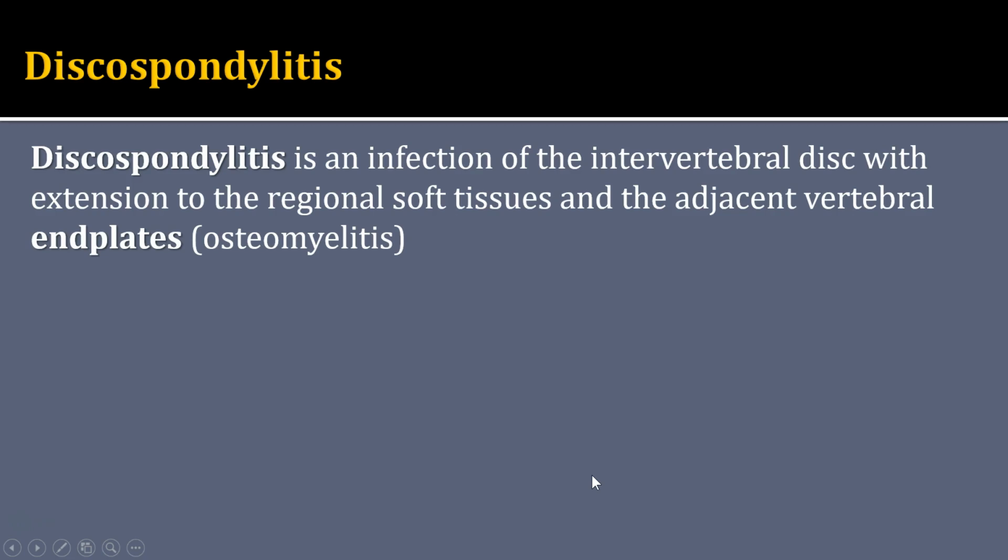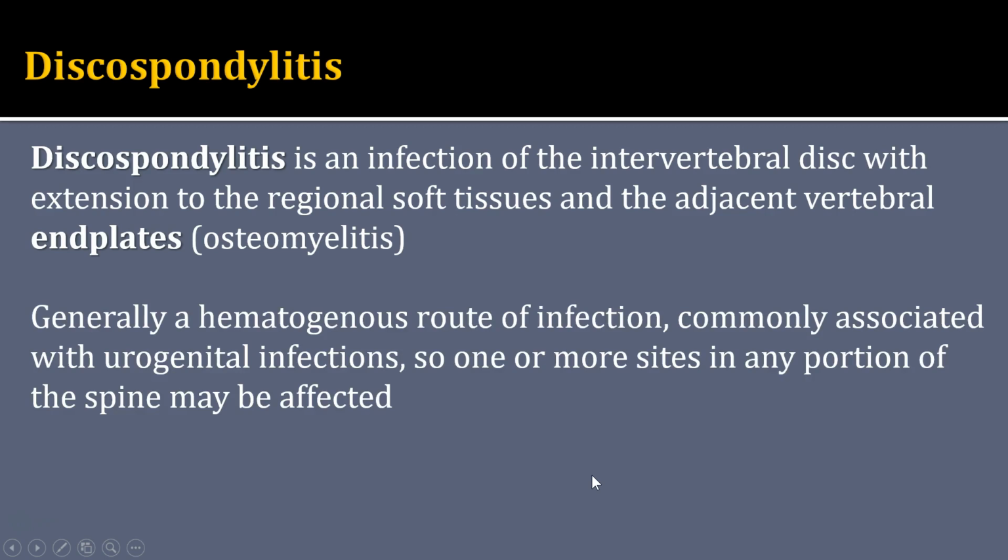I want to speak specifically about discospondylitis, which is an infection that actually begins in the intervertebral disc, and then that infection spreads to the regional soft tissues and the adjacent vertebral end plates. So the osteomyelitis is affecting the end plates, but because it starts in the intervertebral disc, we're going to call it discospondylitis. Generally, this occurs by a hematogenous route of infection, and very commonly secondary to urogenital infections.